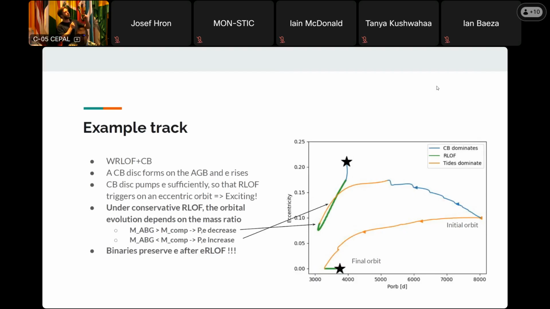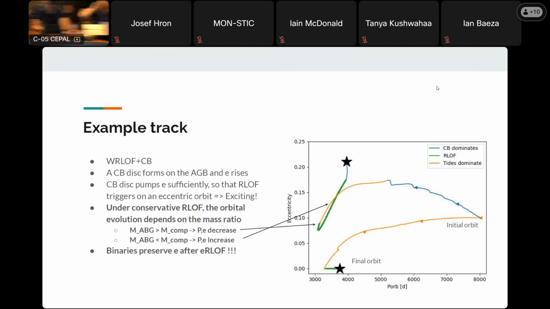No, so for the green part of the track, it's only the Roche-lobe overflow where the mass transfer is so high that it completely overshadows all the other mechanisms. So I'm not sure what is the link that you try to make with the circumbinary disk. So here the torques are quickly dominated by Roche-lobe overflow. Yes, once you have Roche-lobe overflow at periastron. That's the question. Okay. Yeah. Because of the very strong mass transfer rate. Okay, thank you.